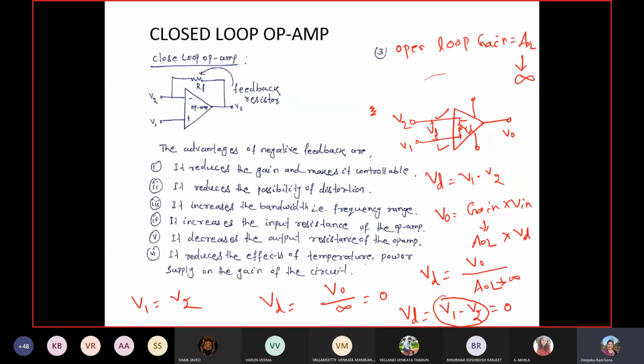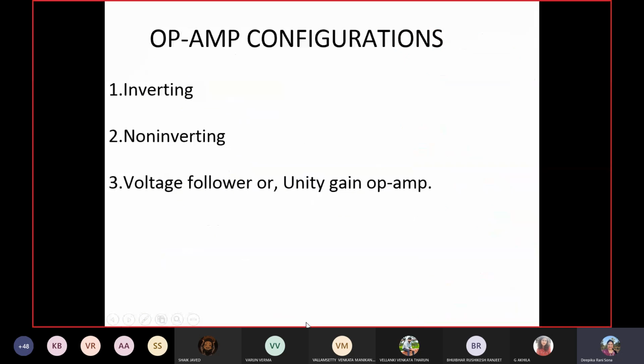Okay, guys. So here I want to represent one more concept. Just give me one minute, I have to open a new page. Here itself I will write virtual ground concept.